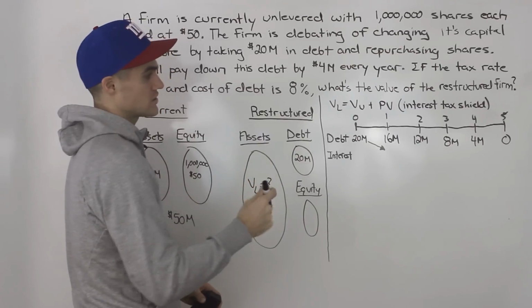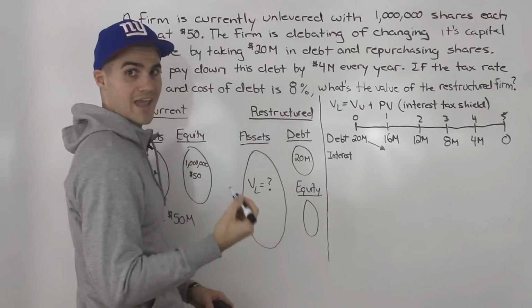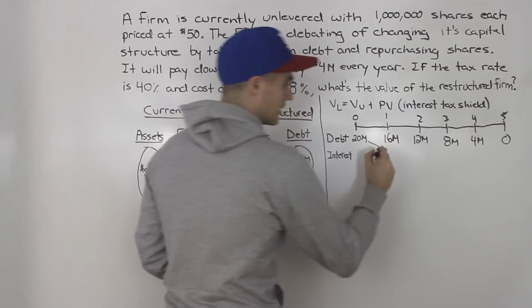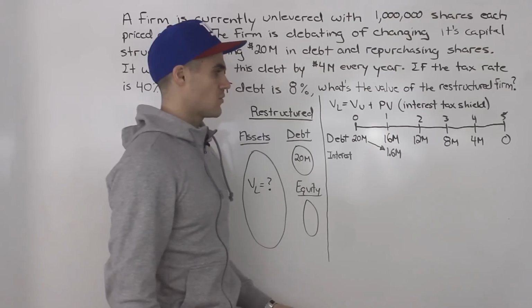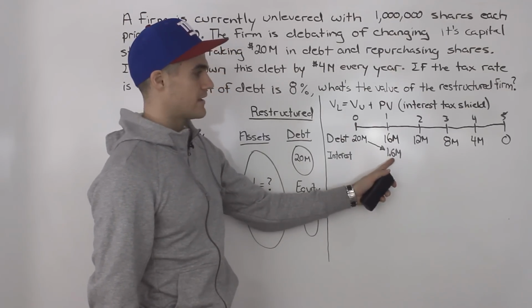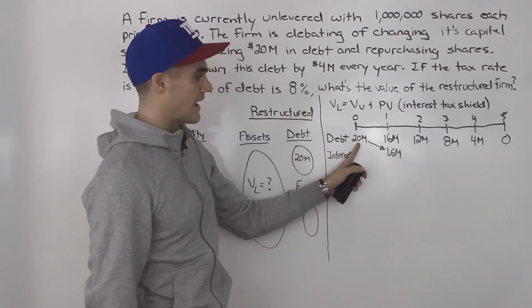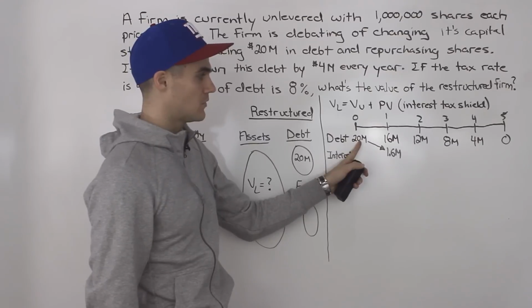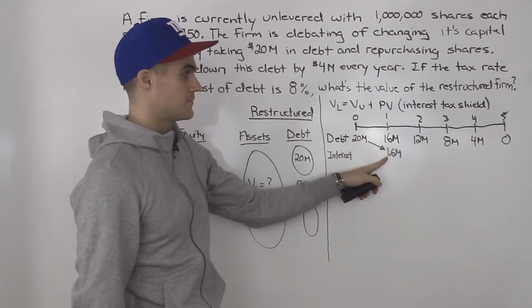And the amount of interest is basically the 20 million times the cost of debt, which is 8%. And 8% of 20 million is 1.6 million. So one more time, the interest that we're paying at the end of the first year is based on the debt at the beginning of the first year. So we take that 20 million, multiply it by 0.08 to get 1.6 million.